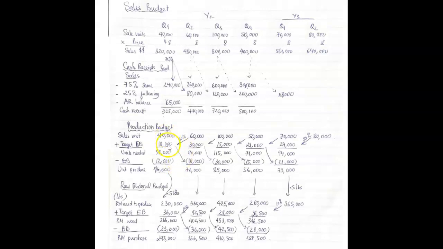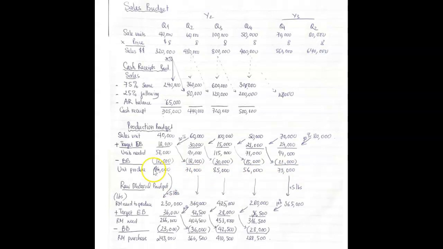And then the rest of them are pretty straightforward. The ending balance of one quarter becomes the beginning balance of the next. Here's our 30,000 becomes this beginning balance. 15 becomes 15, and 21,000 is here, and that tells us how many units to produce.